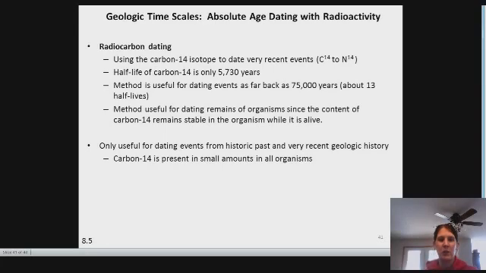However, it's only useful for dating events from the historic past and very recent geologic history because of that short half-life. And carbon-14 is present in small amounts in all organisms. So it's a really common method, and it's a really good method to use for recent history. But in terms of geologic timescales, it really only has a very narrow window where it's applicable.